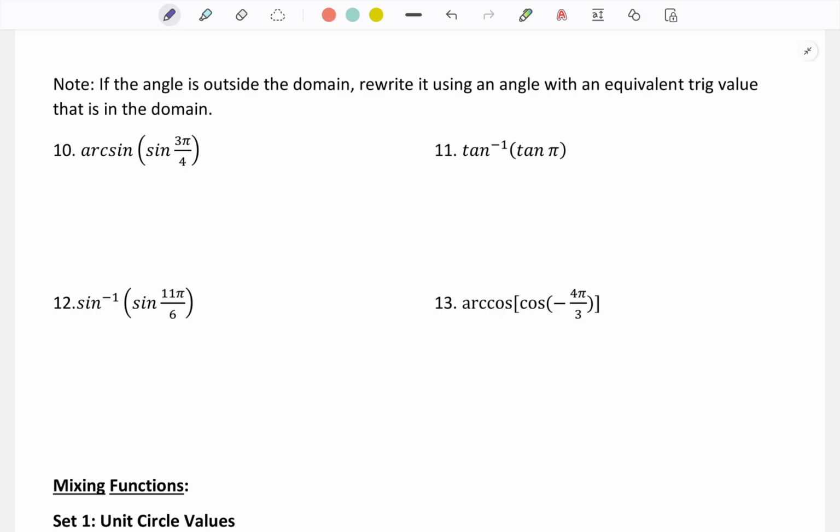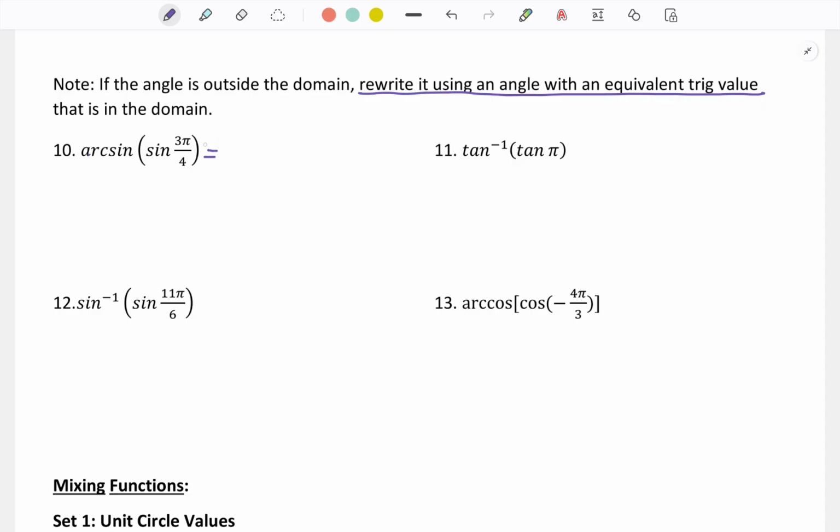All right, so then on these next few problems, we are going to be looking at some where the value is beyond what the angle can be, but if we can rewrite it using an angle with an equivalent trig value that is in the domain, then it will be fine.